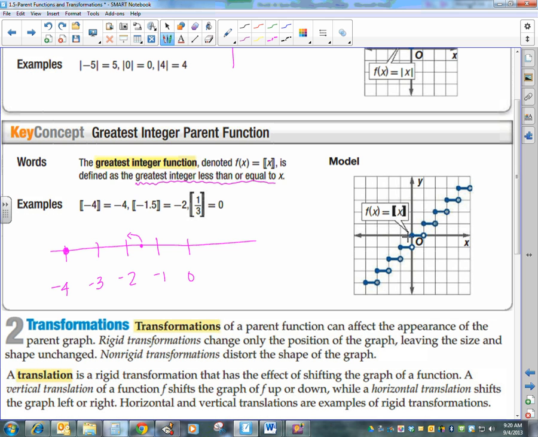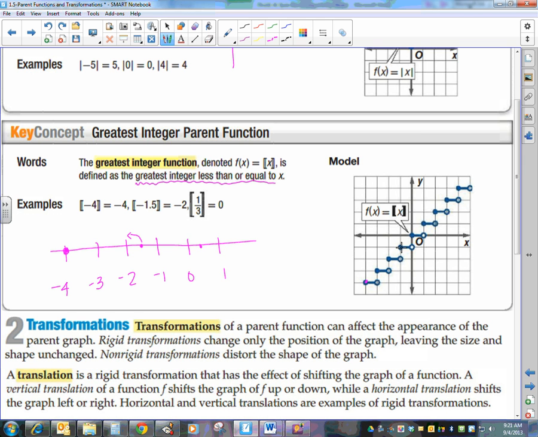So if you see, we had 1, 2, 3, 4. -4 is right there. But then when we went to -1.5, we went down to -2. Because any number that's not an integer, you've got to go to that integer that comes right before it. Okay? 1/3, what's the greatest integer less than or equal to 1/3? It, of course, is 0.